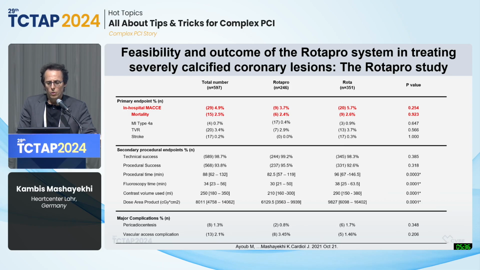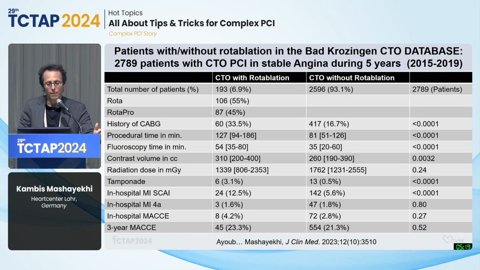So we focused also on the new RotaPro system. We didn't find any big difference. Well, it's basically the same system, but we could prove that it's also safe, at least, and in-hospital MACE was a little bit tendentially lower, but probably based on more experience that we have. When we focus on CTO and rotablation, which was about 6.9% out of nearly 2,700 CTOs, we found out that the tamponade rate, as you can see, is slightly higher. It's significant, 3.1% to 0.5%. So those are much more complex lesions once we need rotablation during CTO.